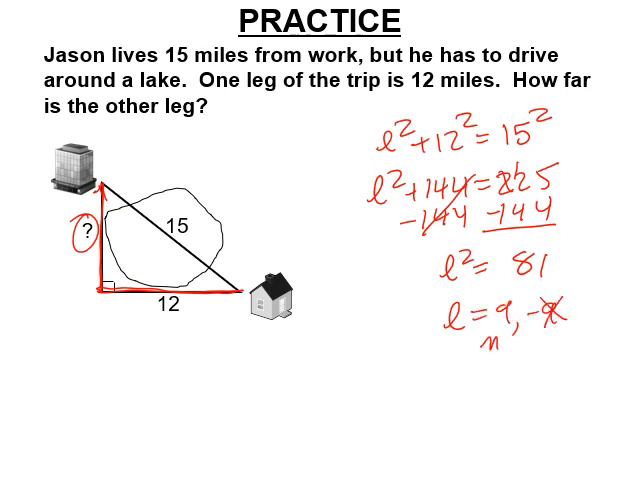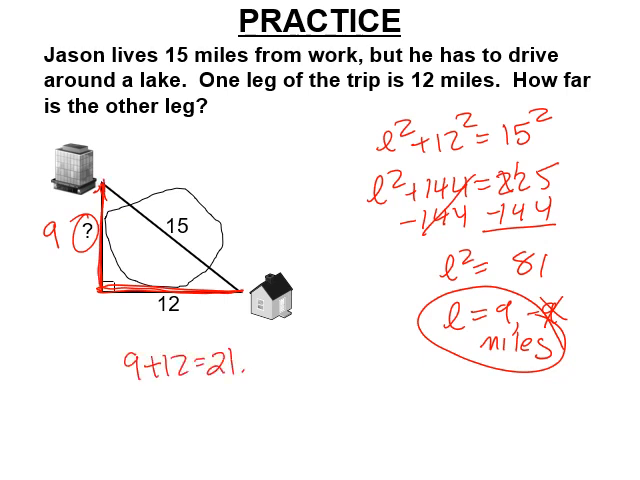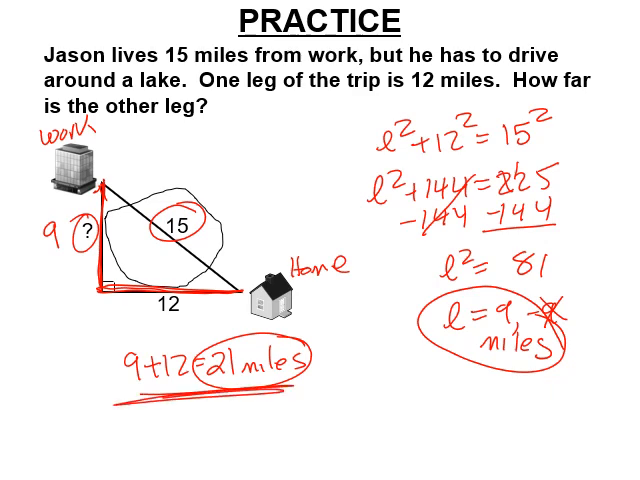And these are miles. So it's 9 miles. So notice, if it drives around the lake, it's 9 plus 12, 21 miles to work. This is supposed to be the picture of the home, and this is supposed to be the picture of work. Notice, if you could drive directly to work, you would save 6 miles because it's 15 miles directly there. I didn't ask you that. That's just a little bonus.